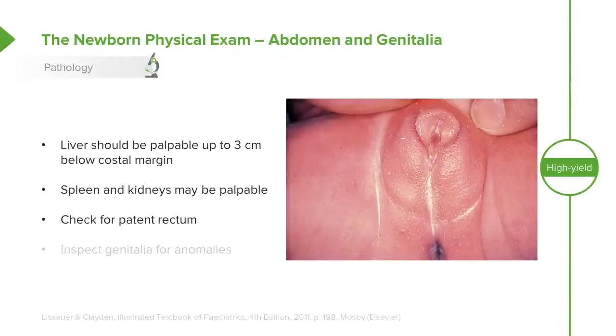Next, check for the patent rectum. Don't forget to check during that first newborn exam, because an imperforate rectum can be a real critical surgical emergency in an infant. So take a look and make sure that rectum is present. While you're down there, inspect the genitalia. Here's an example of an abnormal genitalia. This child has ambiguous genitalia, which are probably associated with congenital adrenal hyperplasia. This child is a girl with a very large clitoris and fused labia majora.